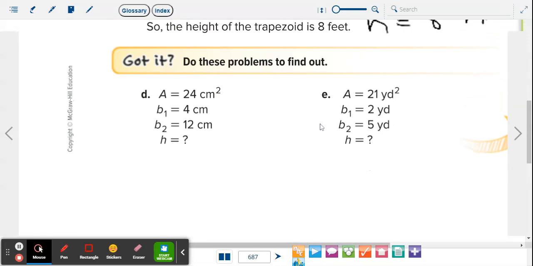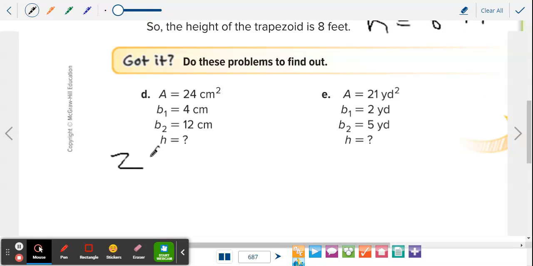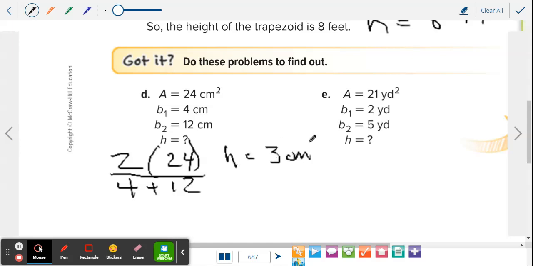All right, here we go. So letter D. Okay, they give us the area, base 1, base 2. So 2 times the area, which is 24, divided by 4 plus 12. So 2 times 24 is 48, divided by 16. What do we get? 3 centimeters.